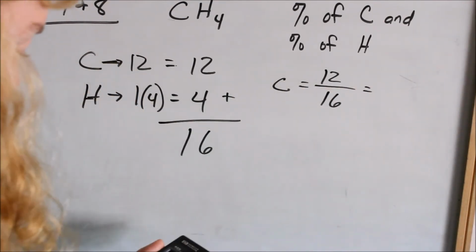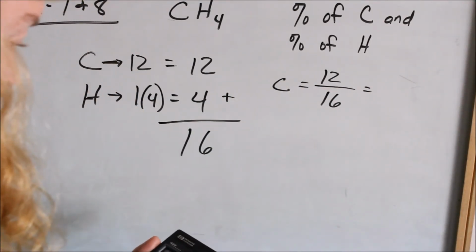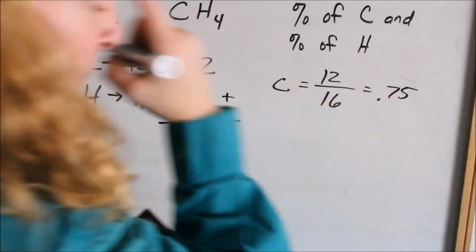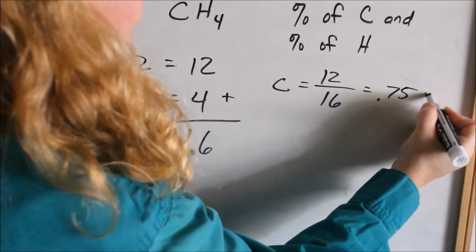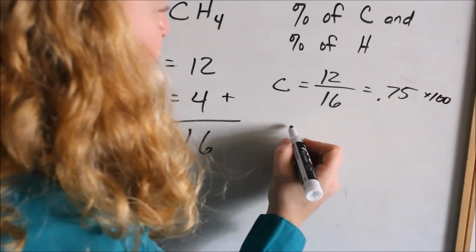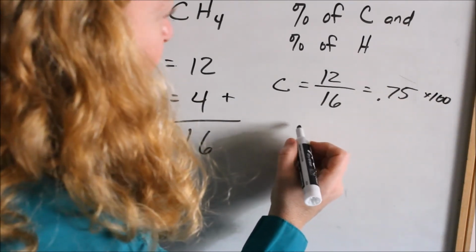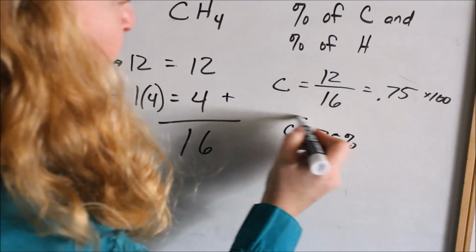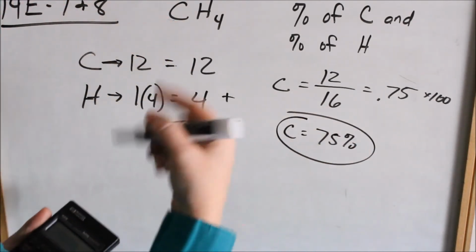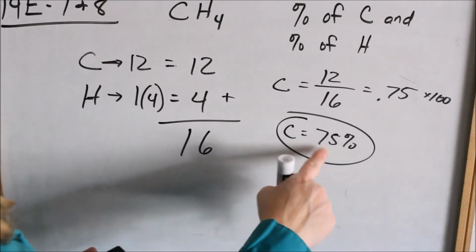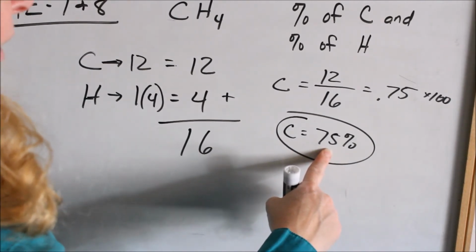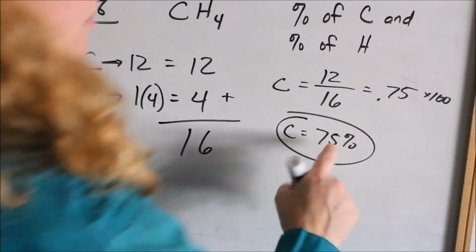Dividing that out, oh yeah, I could have reduced that fraction to 3/4, which would be 0.75. Multiply that by 100 to turn it into a percentage, and so the amount of carbon that we have is 75%. So how much hydrogen should we expect? Whatever hydrogen and carbon are, they have to add up to 100. So we should expect 25% hydrogen.